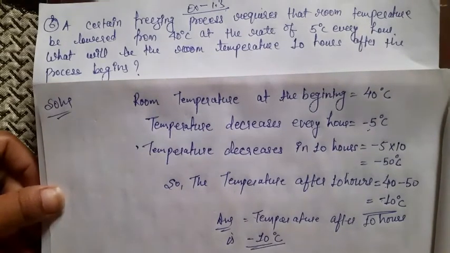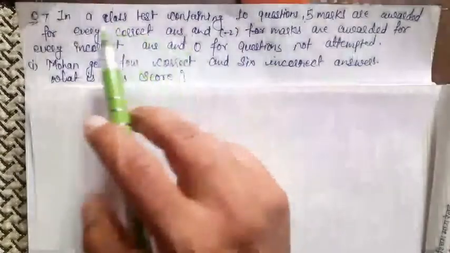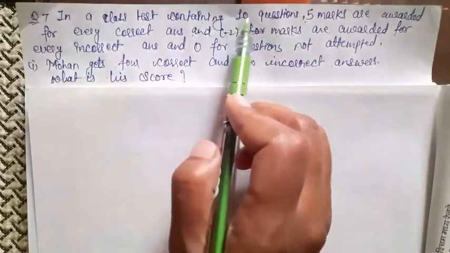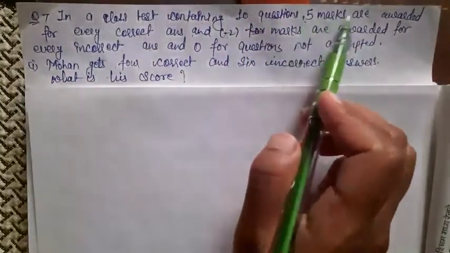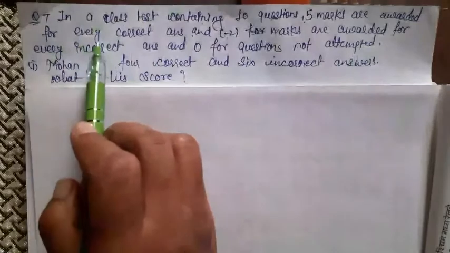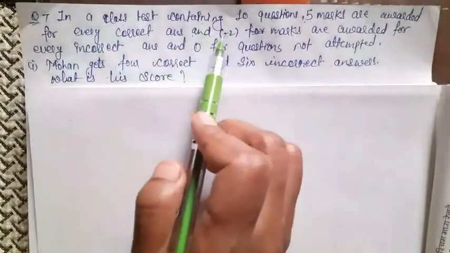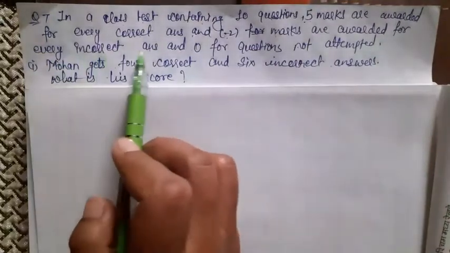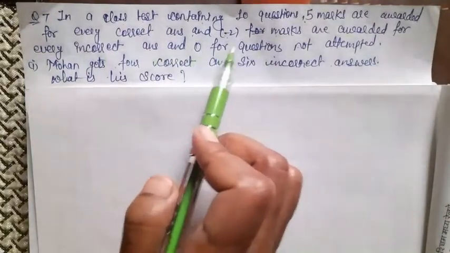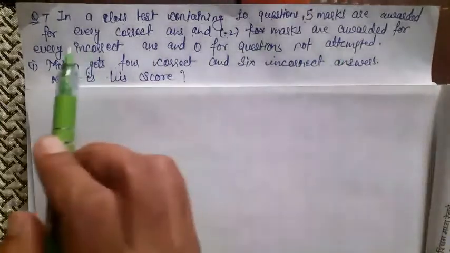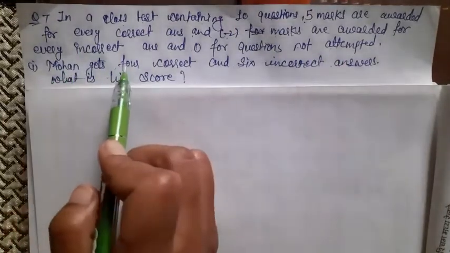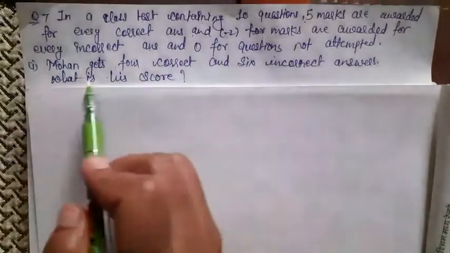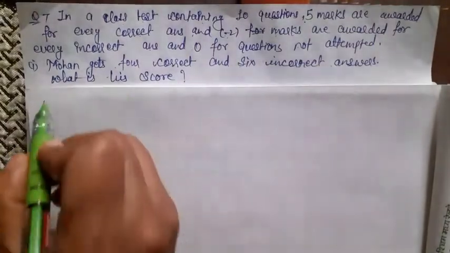Now next question. Now question number 7: in a class test containing 10 questions, 5 marks are awarded for every correct answer and minus 2 marks are awarded for every incorrect answer and 0 for question not attempted. Here first, Mohan gets 4 correct answers and 6 incorrect answers. So what is his score?